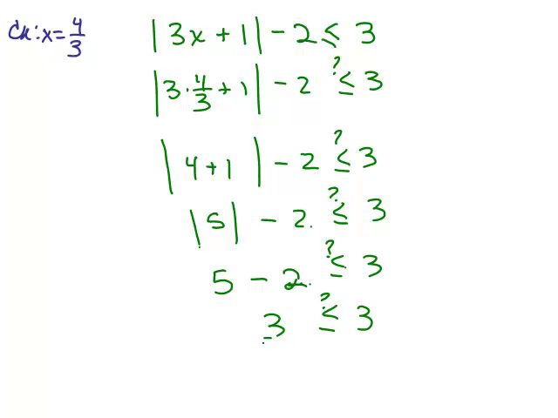Remember, when I write 3 is less than or equal to 3, I'm saying, is this number on the left either less than the number on the right, or is it equal to the number on the right? And as long as one of those things is true, it works. So 4/3 or 1 1/3 was a solution.